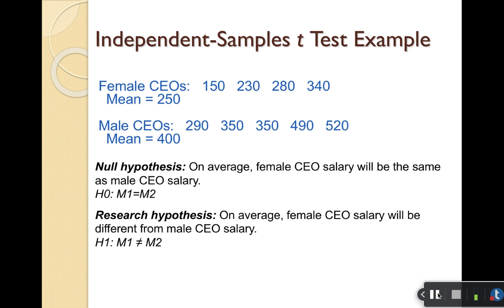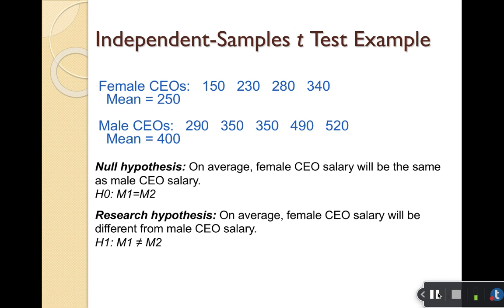At this point, we can set up our null and our research hypothesis. If you remember from the previous lecture, our null hypothesis is always saying there's nothing going on, there's no difference. So our null hypothesis for this example could be that on average, female CEO salary will be the same as male CEO salary. You can see the notation there in the symbols: our null hypothesis means that mean 1 equals mean 2.